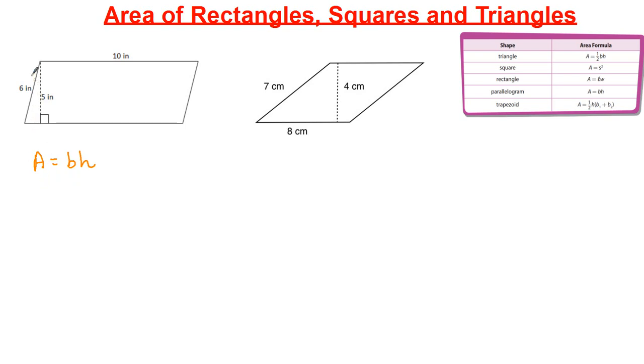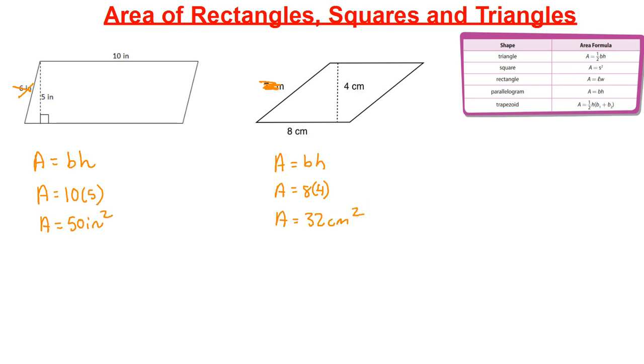In this case, we have some information that we don't need, which is this diagonal over here. The 6 we do not need, so you have to watch out for that. Our base in this case is going to be equal to 10, and our height is 5. So our area is going to be equal to 50 inches squared. Same thing over here. I find my base. I'm going to take out the diagonal because that's not necessary. And this is the height. So once again, area is equal to base times height. Area is equal to 8 times 4. I like to separate them in parentheses. So area is equal to 32 centimeters squared.